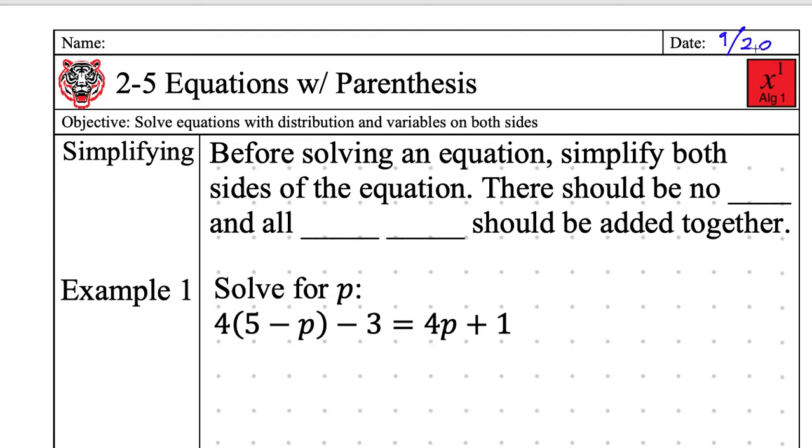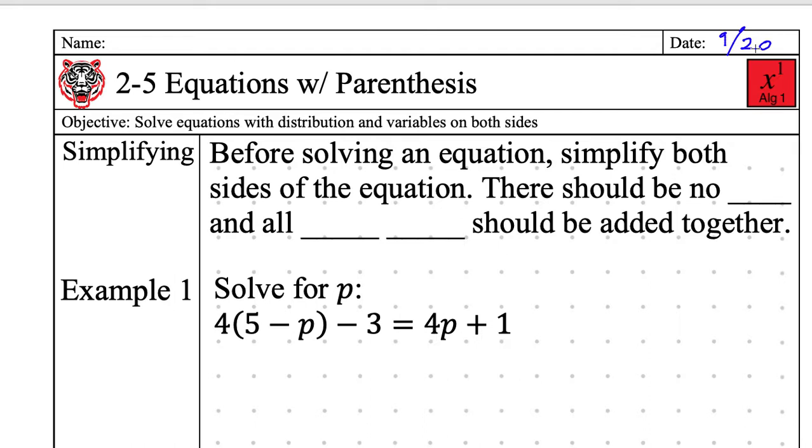Quiet raise hand. Who wants to read the objective? I almost gave it away. Here, go for it. Solve equations with distribution and variables on both sides. There it is. It's going to be 50 XP for participating. Thank you, Game Warden.